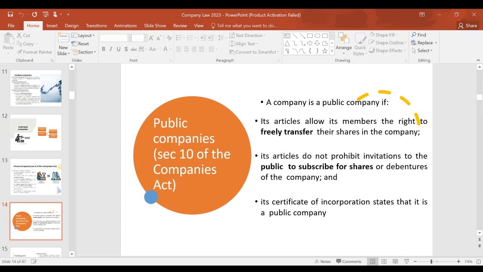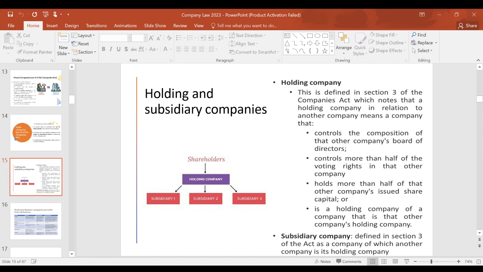Also, it's important for us to understand that at the time of incorporation, the certificate of incorporation must state that this is a public company which is being incorporated. Now, let us look at the holding company and subsidiary companies. So here, the shareholders put their equity into one company, which is called the holding company. And then this company will now invest in different smaller companies which are called subsidiaries.